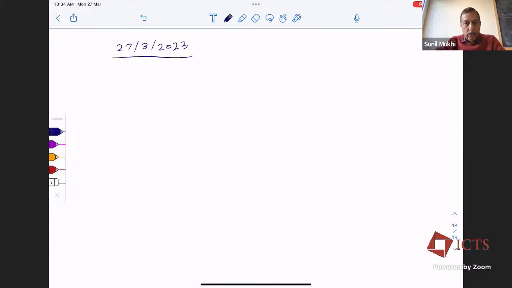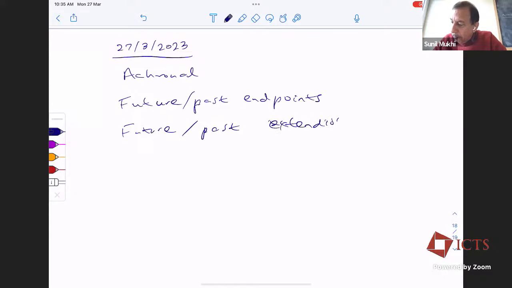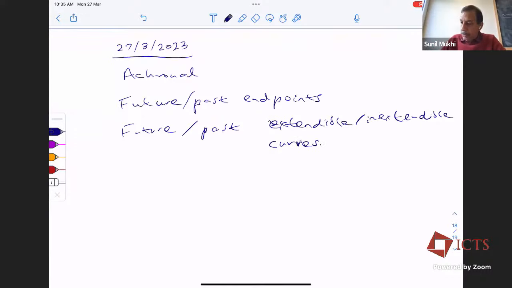Now, those will come back several times. The last thing we did last time was to talk about achronal sets and to talk about future or past endpoints of a curve, and future or past extendable or inextendable curves. And I think this went pretty well, and I think you must have got the idea.